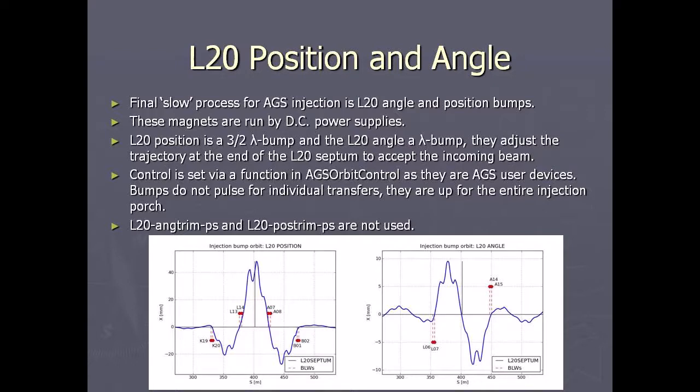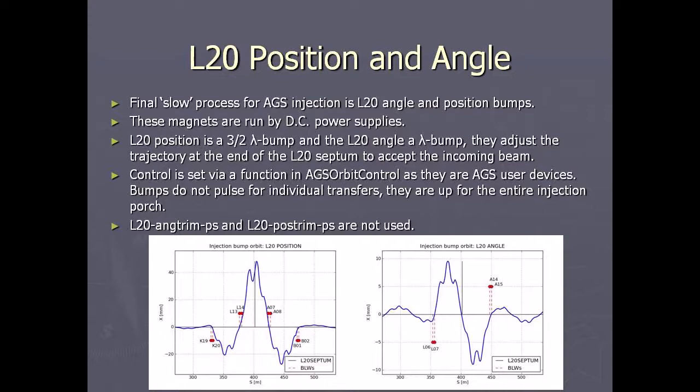The position bump is what's called a 3/2 lambda bump. So we bump out, then in, then out, then back up again. Again, grossly distorted, right? 3/2 lambda. Lambda refers to wavelength, so this is 1 wavelength, and this is a half wavelength. So 1.5 wavelength. So here we can control the position, but not so much the angle, right?